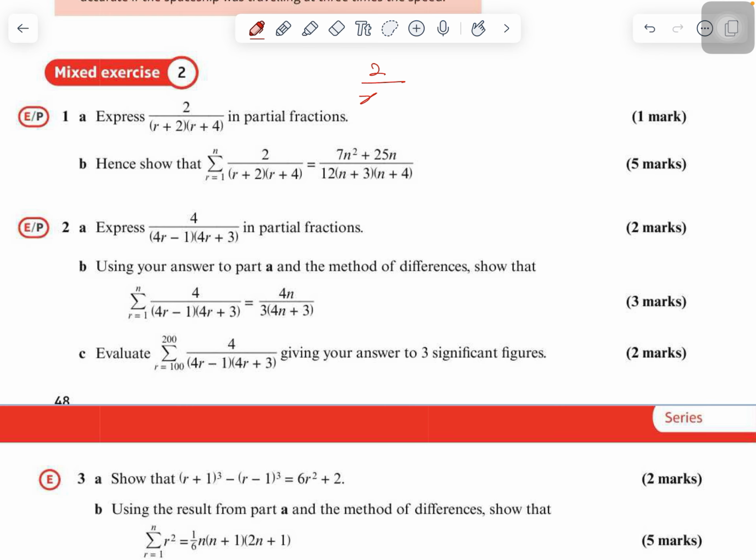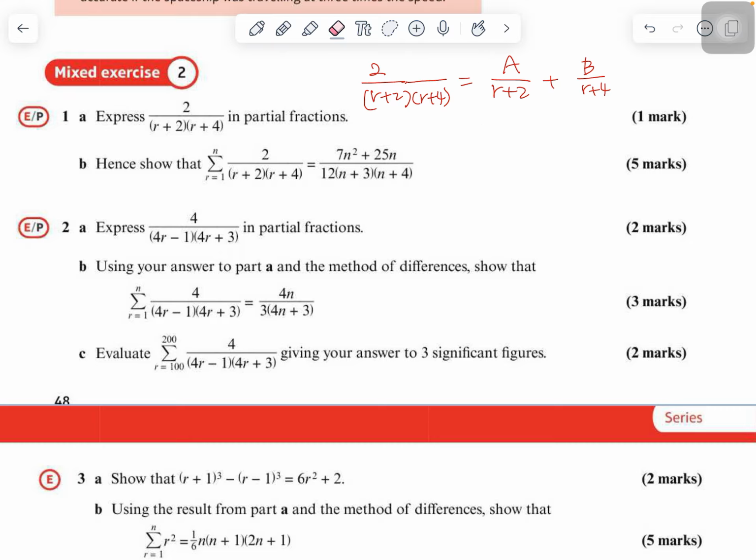So 2 over r plus 2 and r plus 4. This may be separated with the denominators r plus 2 and r plus 4, so a over r plus 2 and b over r plus 4. We cannot go on from here. That's why we set it on the right side, because we will come back here again.